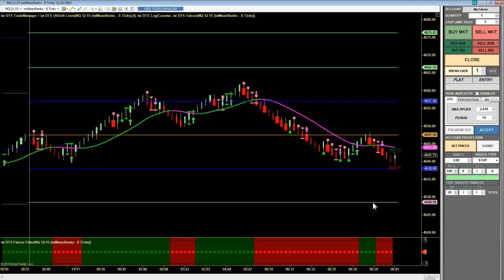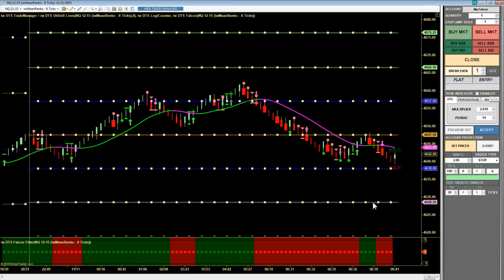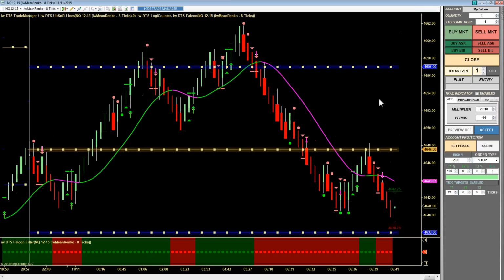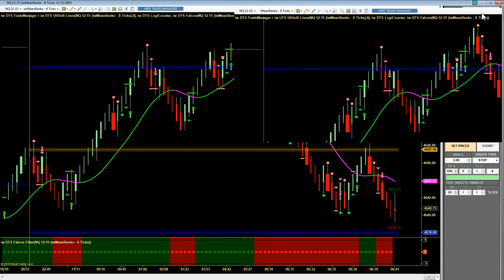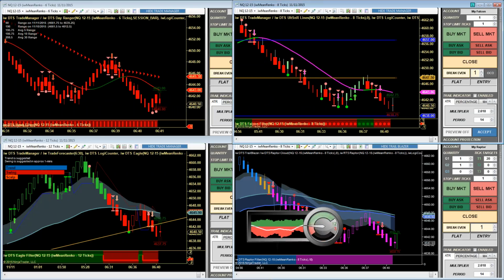Just a real quick aside, these lines that you see here are part of the ultimate support and resistance suite. This is an add-on. It will work on any chart style, not just the DTS system. So if you're trading a 5-minute chart and whatnot, you can certainly add those to your chart.